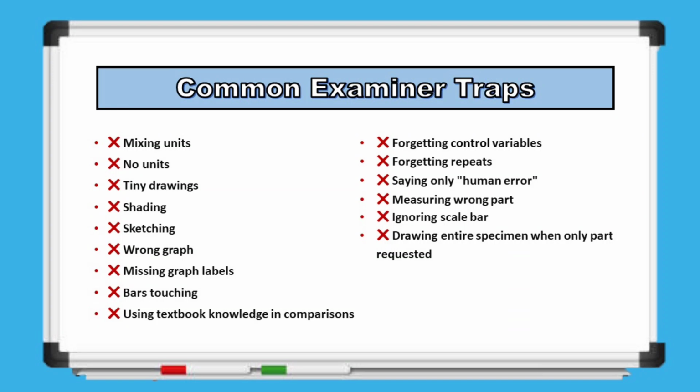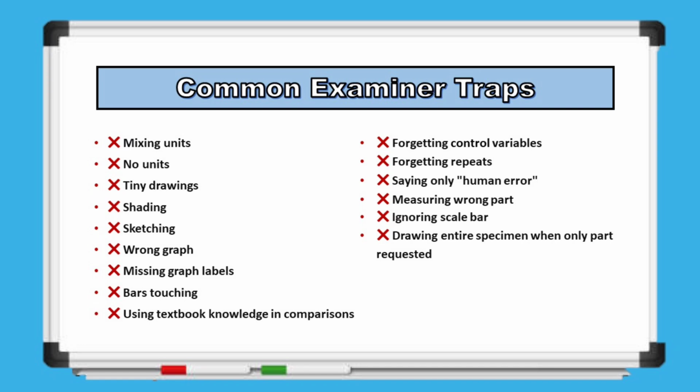One thing you must be extremely careful about in the ATP paper is avoiding the common examiner traps. Many students lose easy marks by making small mistakes rather than because they do not know the biology. Avoid mixing different units or forgetting to write units with your answers. Never draw tiny diagrams, add shading, or sketch with rough lines.